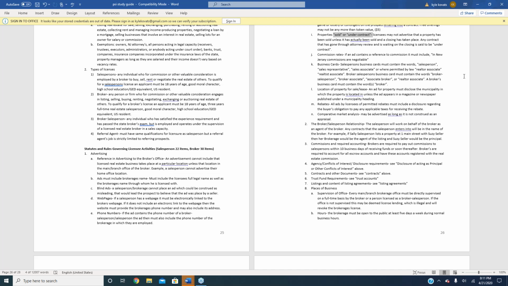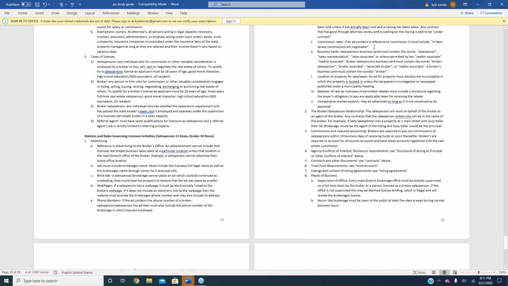Under contract, what does that mean? Under contract is the period of time after attorney review, but prior to closing. And what it basically means is that one or more items still has to occur before the deed's transferred.